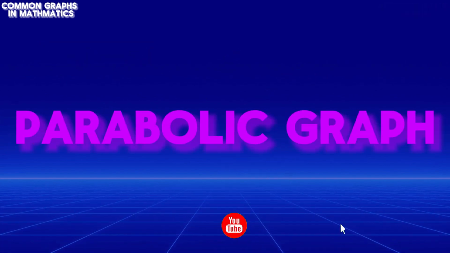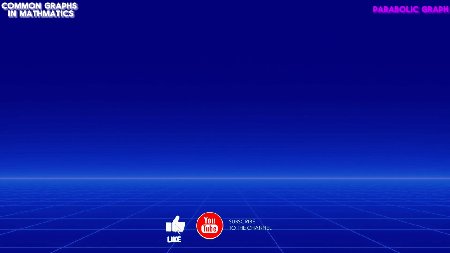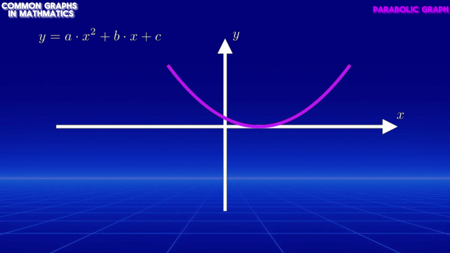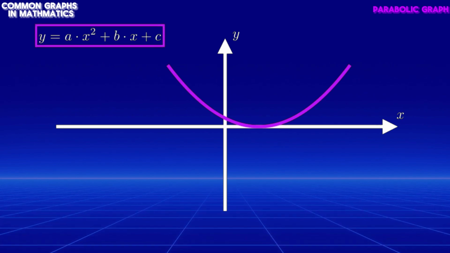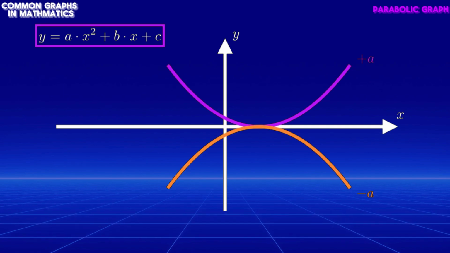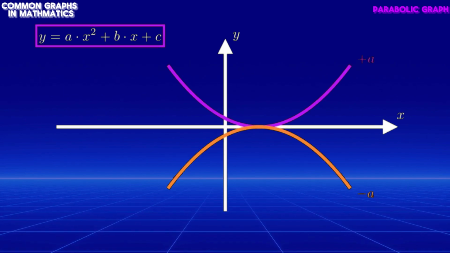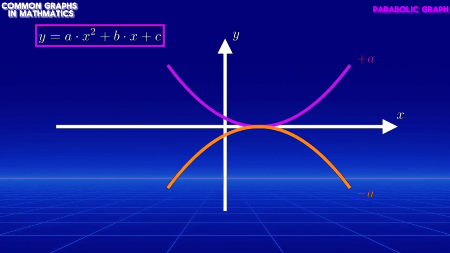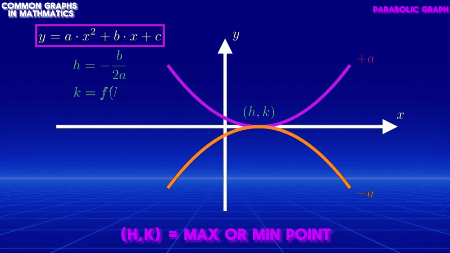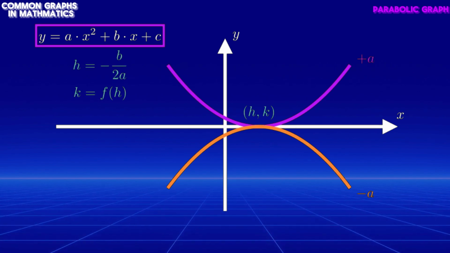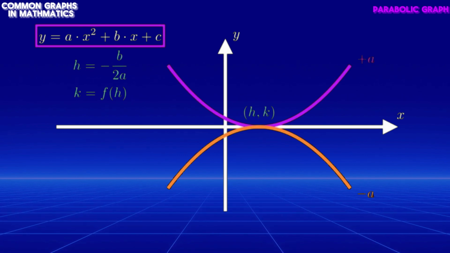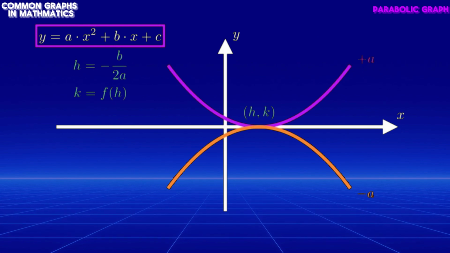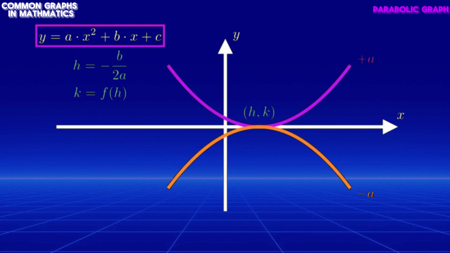Parabolic graphs are known for their distinctive U-shape and are commonly used to represent quadratic relationships. These graphs are described by the equation shown on the screen, where the parameter a determines whether the parabola opens upward or downward. The vertex located at h, k represents the maximum or minimum point of the parabola and can be calculated using the formula h equals negative b over 2a. Then k can be determined by plugging the value of h into the quadratic relationship.